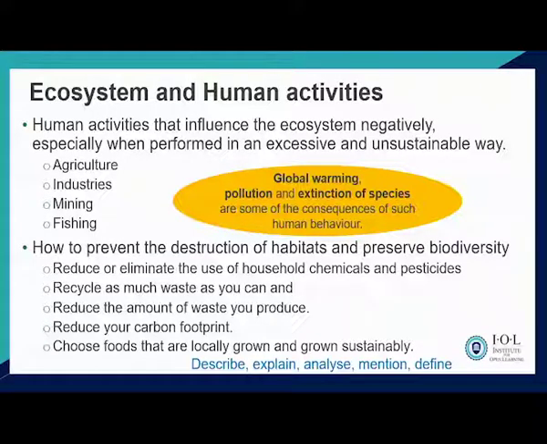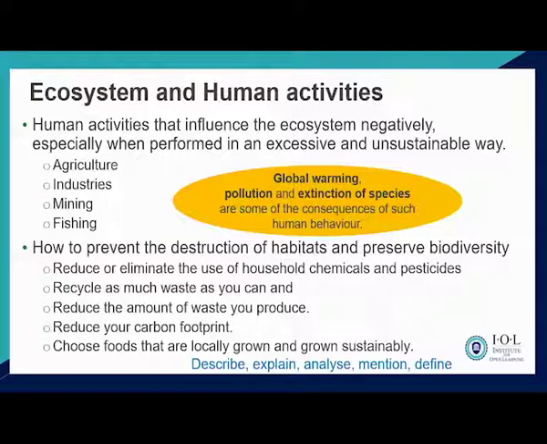You need to reduce the use of that. And then we also need to recycle as much waste as we can, and reduce the amount of waste that we produce. We can also reduce our carbon footprint, which is going to be one of the best options because we have excess carbon in the atmosphere.